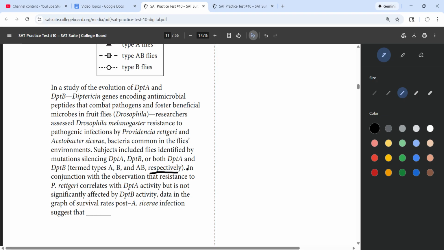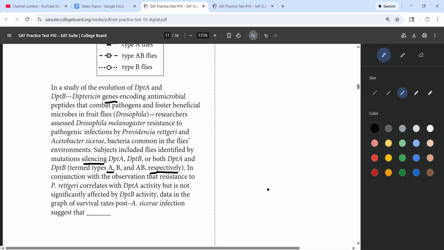So, with that knowledge, we know subjects included flies identified by mutation silencing. Okay, it's a gene, and we're silencing it. We don't have to be geneticists to know, okay, is the gene going to be on or off in a certain subject? Well, silencing, it's going to be off, right? So silencing gene A, gene B, or both of them. That's 3 categories. Either we have gene A silenced, gene B silenced, or both of them silenced. And that's type A, B, and AB respectively.